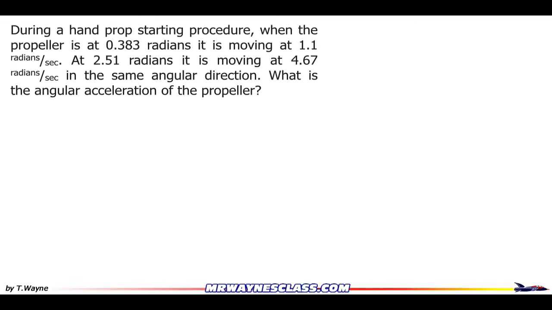This is the video solution to one of the example problems in rotational kinematics. During a hand prop starting procedure, when the propeller is at 0.383 radians, it's moving at 1.1 radians per second. At 2.51 radians, it's moving at 4.67 radians per second in the same angular direction. What is the angular acceleration of the propeller?